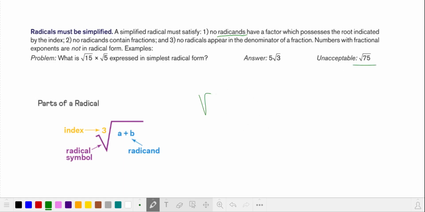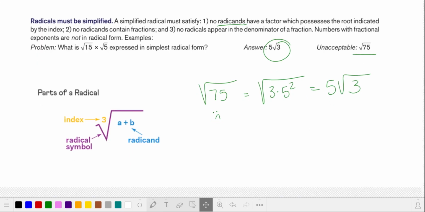Here in their example, square root of 75 is wrong because 75 is the product of 3 and a perfect square. So we can pull out the 5 and write this as 5√3. Let's take a look at answers involving money.